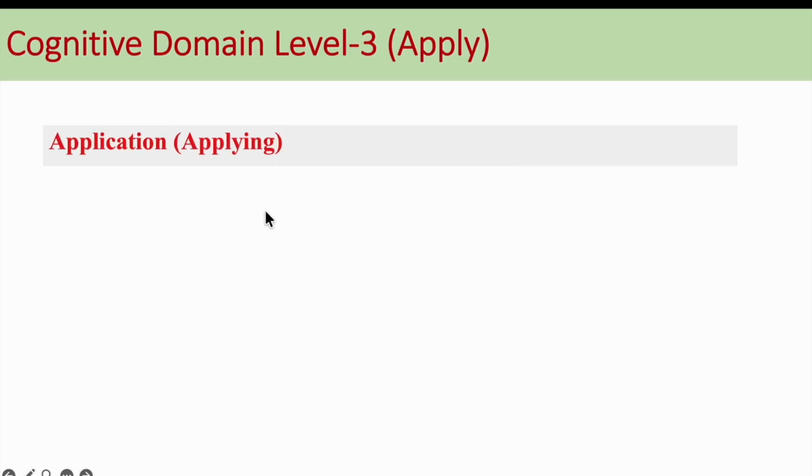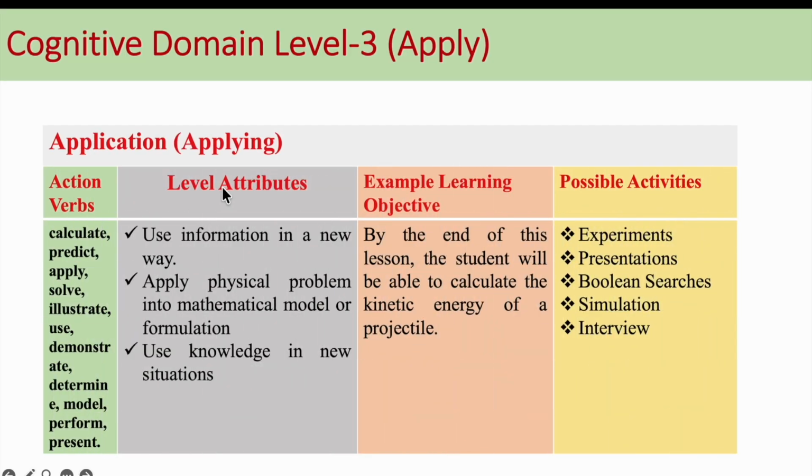Level 3 is apply, application, applying. Similarly, the list of action verbs is given, and the level attributes are: use information in a new way, apply a physical problem into a mathematical model or formulation, use knowledge in a new solution. And what is the learning objective? By the end of this lesson, the student will be able to calculate the kinetic energy of a projectile. The possible activities are experiments, presentations, Boolean searches, simulation, interview.